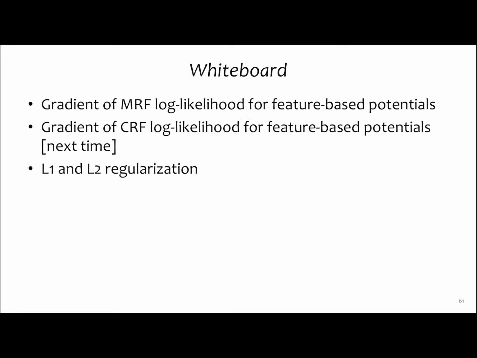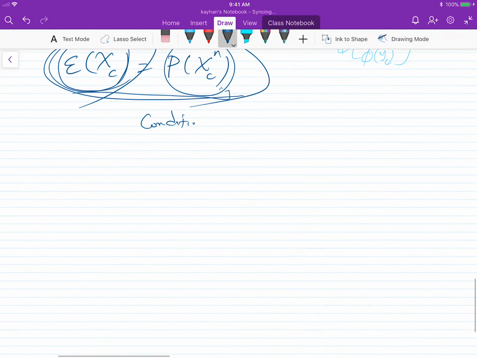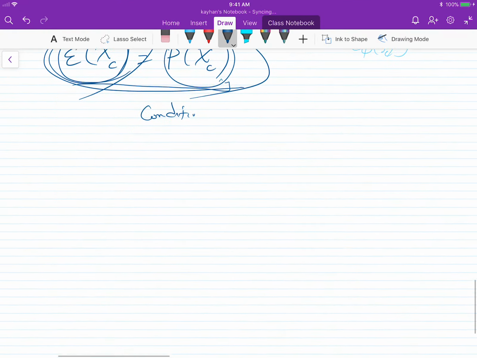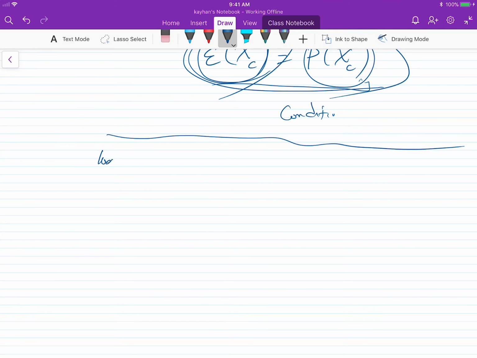So to give you an idea of how the gradient in these settings looks, I think I've already shown you, but let me work it out again. So how does the gradient look? Let's say for only one data point, this is how our log probability looks.